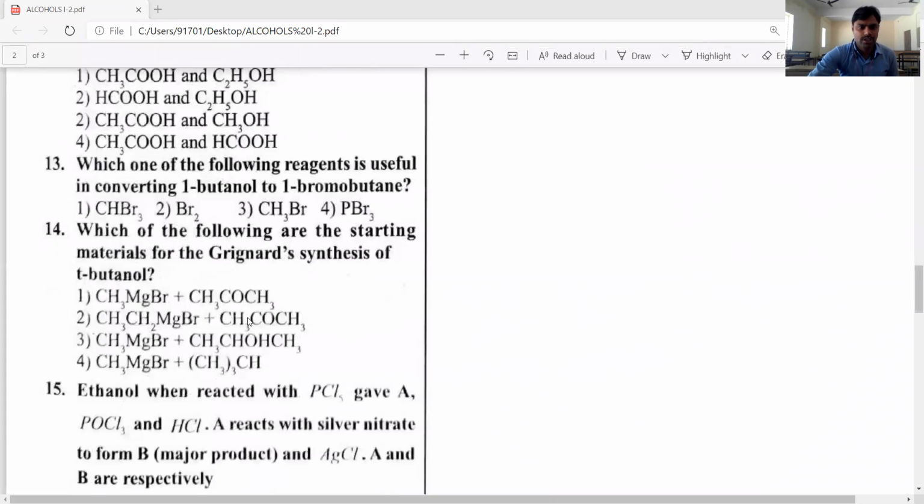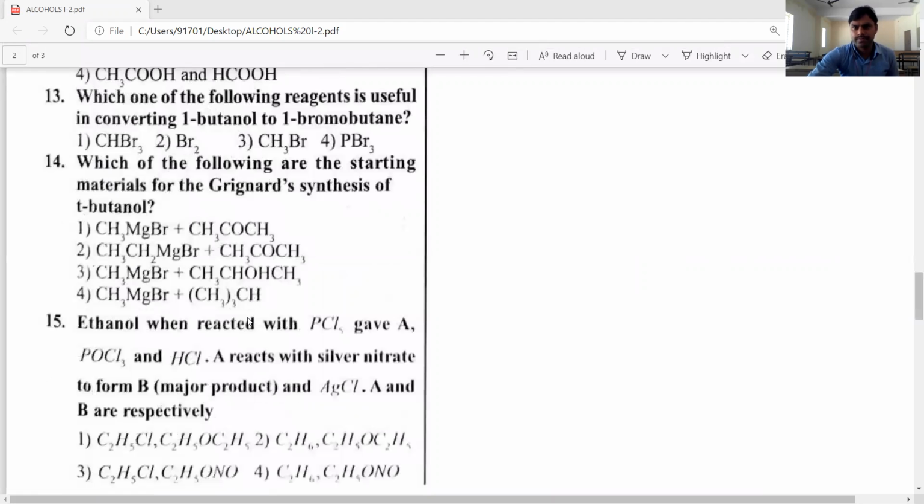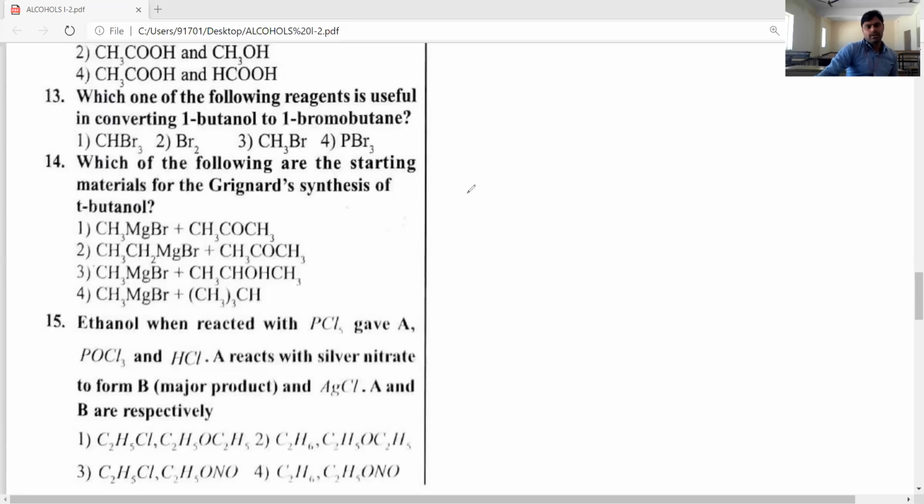Okay, let's go for the next question, the 13th question. Which one of the following reagents is used for the conversion of 1-butanol into 1-bromobutane? 1, 2, 3, 4, this is the OH. 1-butanol into 1-bromobutane. What is the reagent? We have to use PBr3, phosphorus tribromide. Okay students, so the fourth option is correct.